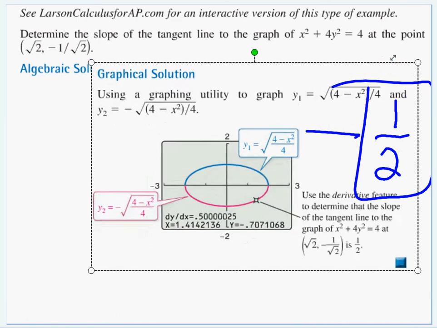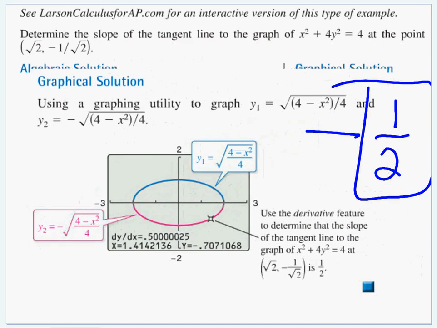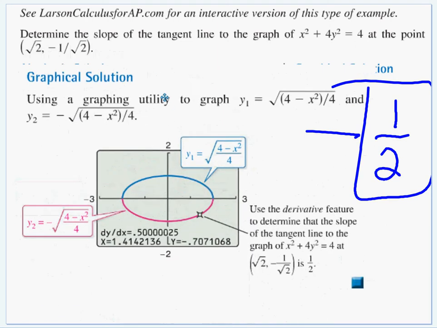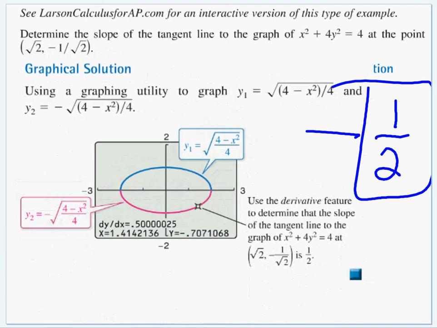So here's our graph. The point we were looking at, I just covered it up, root 2 comma negative 1 over root 2. So that puts us down here. We're in the bottom half of this oval. And then if we drew a tangent line, it is positively sloped. Okay, it looks like we got it.